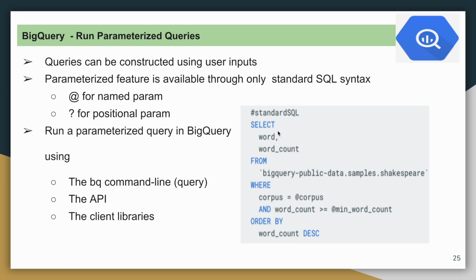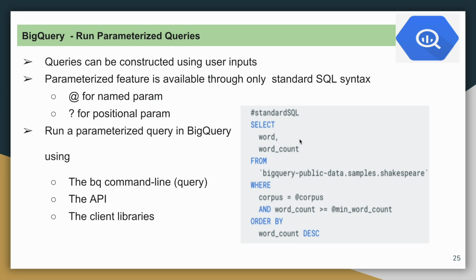This is one such example. It looks like a normal SQL query, but the only difference is here: I am trying to filter some data where corpus is equal to some parameter, and where word count is greater than or equal to this parameter. That means you do not have the actual value of this filter at this moment, but you will pass these values when you execute this SQL query. The parameter will be substituted by those actual values. This is called a parameterized query.